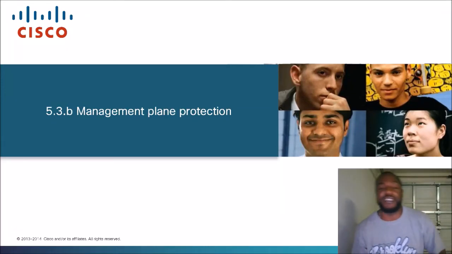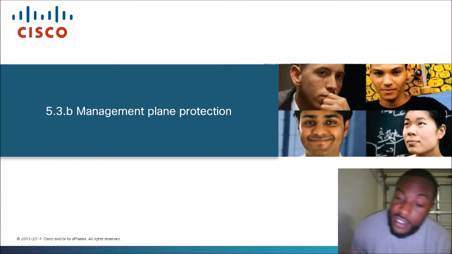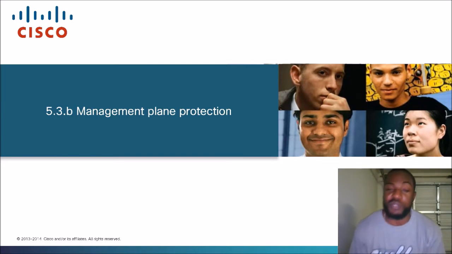And today's topic is section 5.3B, Management Plan Protection. This is a topic in the CCNP Route exam. It will be known as the CCNP Enterprise Exam. I sound like a broken record. Come February 24th, 2020, if you are watching this video after that date, just know that this exam used to be called the CCNP Route Exam. It transitioned to the CCNP Enterprise Exam. I'm talking ahead in the future here.